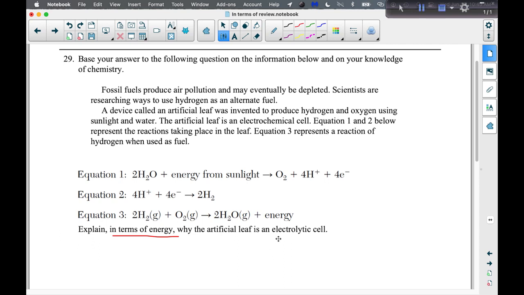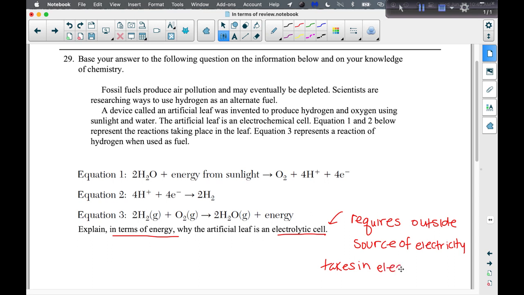In terms of energy, why it's an electrolytic cell. Remember that since electrolytic cells are non-spontaneous, it requires an outside source of electricity. Electricity or electrical energy. Or you can even say that it takes in electrical energy, like an electrolytic cell.